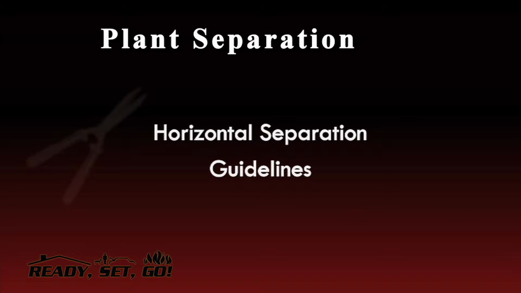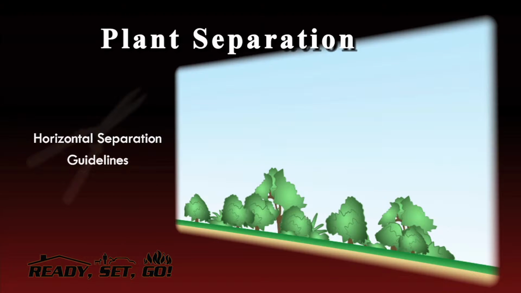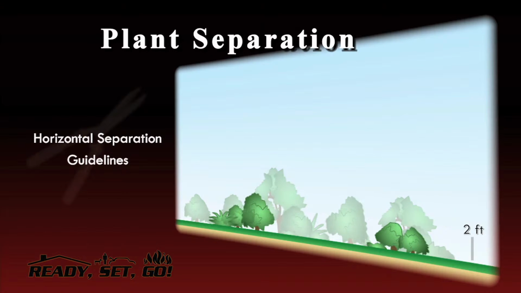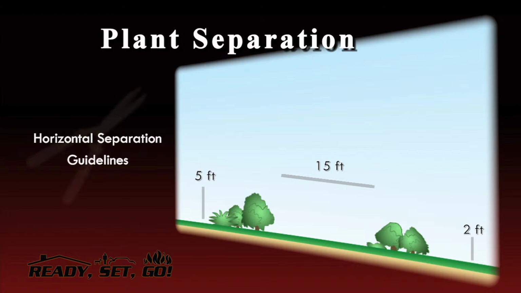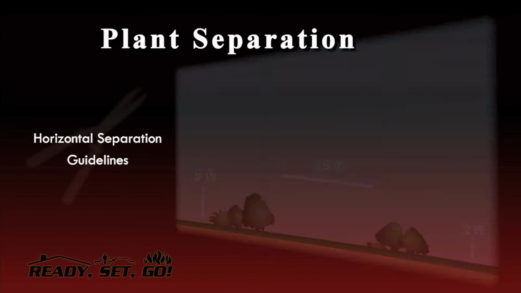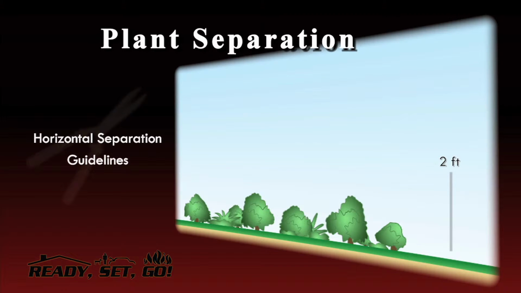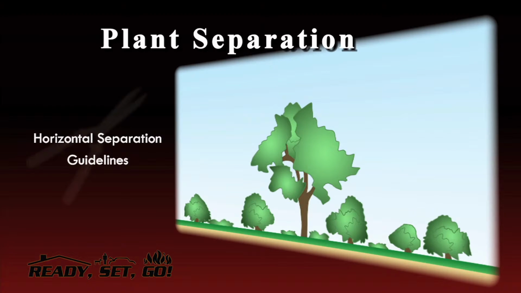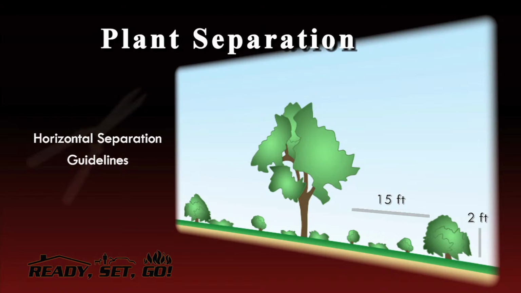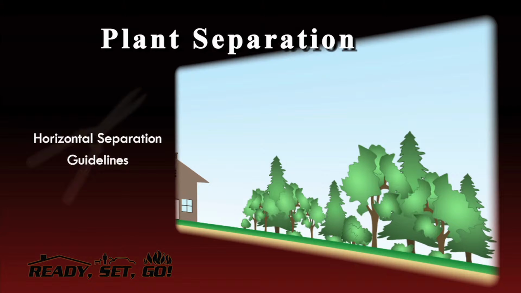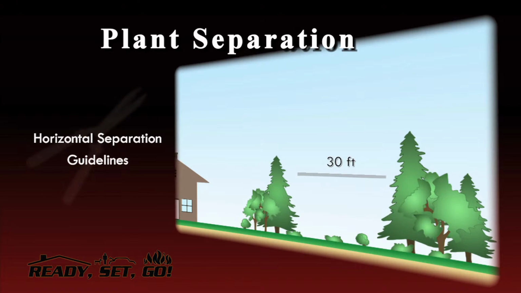Horizontal separation guidelines. All shrubs greater than 2 feet in height shall be in a maximum grouping of 3 plants and separated by a distance of 3 times the height of the tallest shrub, or 15 feet, whichever is greater. Plants that are 2 feet or lower in height need no separation. Shrubs greater than 2 feet in height shall be no closer than 15 feet from the edge of the tree canopy, measured horizontally. All trees shall be in a maximum grouping of 3 and shall be separated by a distance of 30 feet.